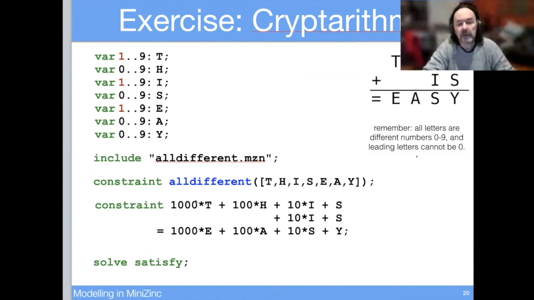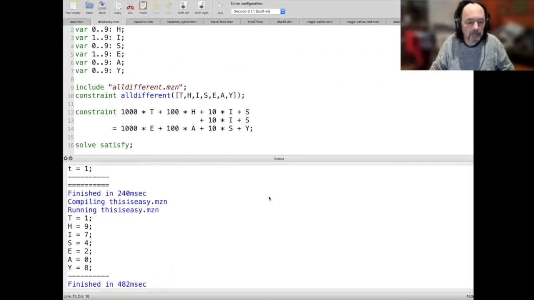And then finally, the other constraint is the cryptarithm, which says, mathematically, 1,000 times T plus 100 times H plus 10 times I plus S, that's the value of this word mathematically when I think of all the digits, plus 10 times I plus S, is equal to EASY mathematically. Right, and here we've added a solve satisfy. We could leave it out because if there's no solve item, then by default it is. Run it, and there we go. So if you write it out, 1974 plus 74 is equal to 2048, right? Arithmetic holds.